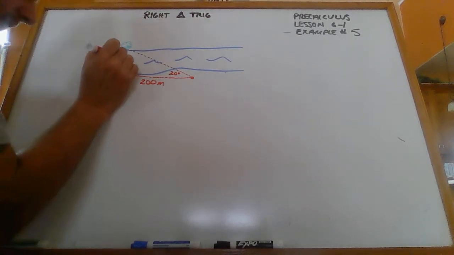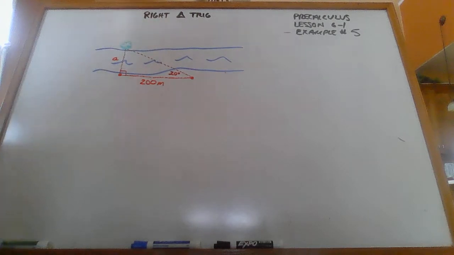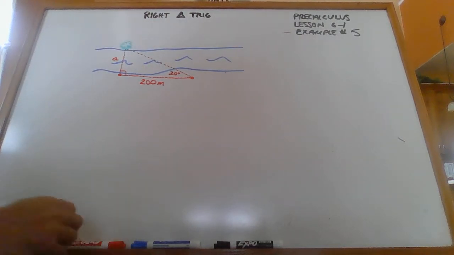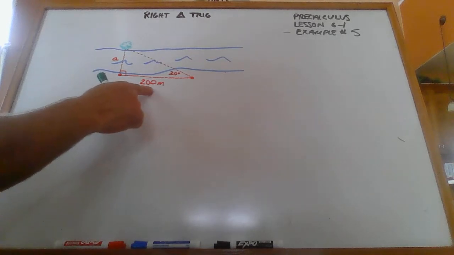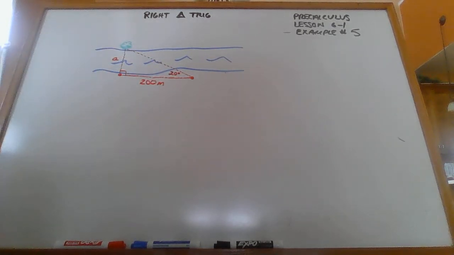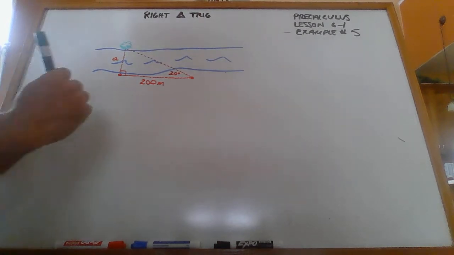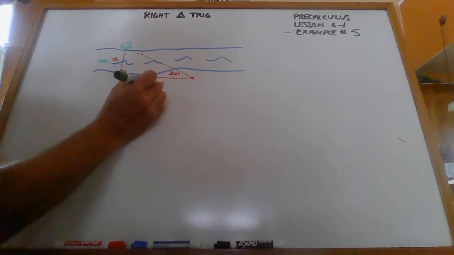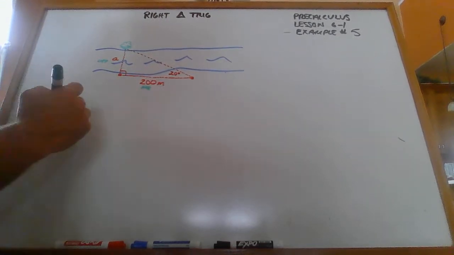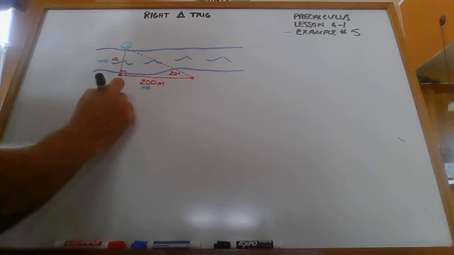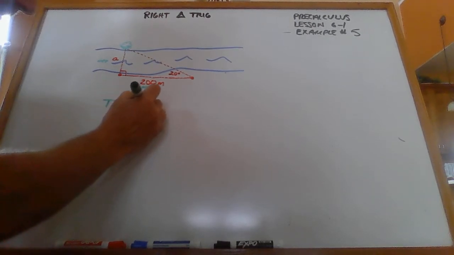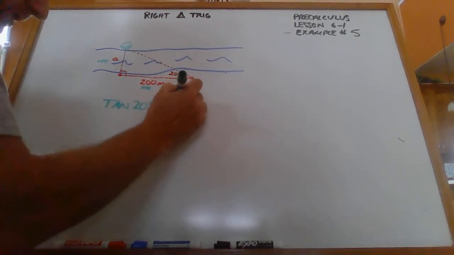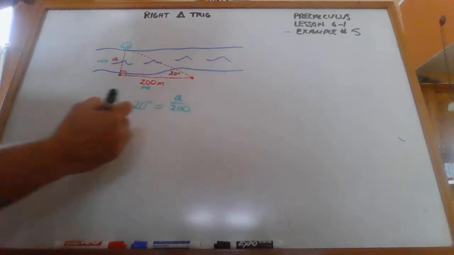Okay, now he wants to know how wide is the river? So how long is A right there? Well, he has a side, he has an angle, and he wants a side. That's enough information that he can set up a trig function. So this is the side opposite. This is the side adjacent. So opposite and adjacent tells him to use the tangent. So the tangent of 20 degrees is going to equal the opposite over the adjacent.